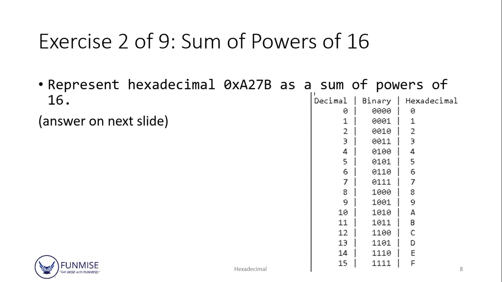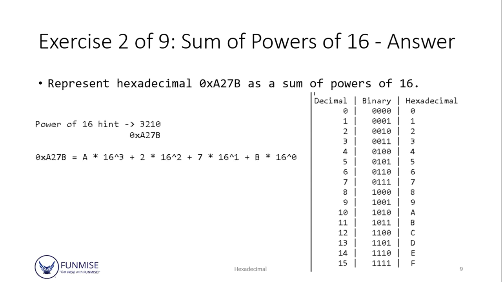Again, like in our previous binary video, we have a cheat sheet here for you to reference. If you'd like to pause and work this out, please verify the answer on the next slide. As we can see here, each digit is represented by a separate power of 16. Going from right to left, we can see 0, 1, 2, 3, and so on for the different powers of 16 that are represented for each digit within the hexadecimal number.